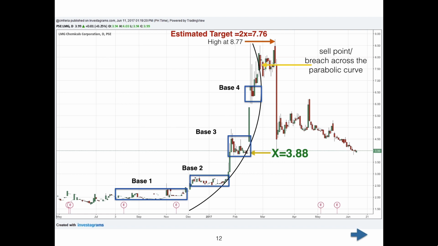At this point, one might question whether this is a sell or a hold. But following the parabolic curve pattern, we hold as long as price is within the curve. Our trigger to sell is when price breaks across that curve. This break across the parabolic curve signals a long consolidation to follow, which is not characteristic of price that moves in a parabolic manner. So what you must take into consideration at this point is that LMG had already doubled its X and had therefore already reached its target price. Thus, the probability that the parabolic move will soon burst becomes likely.